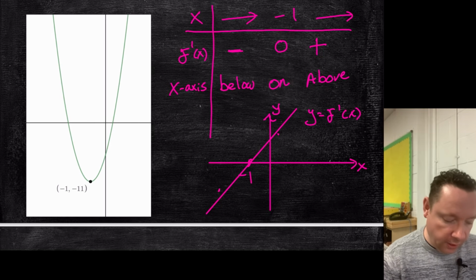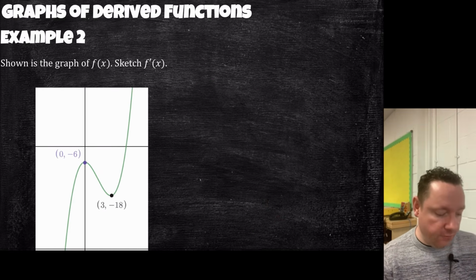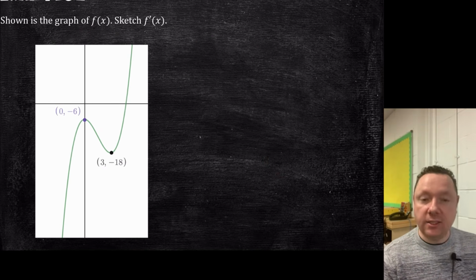Notice on this one, we don't need to do anything with this -11, because we can't say where that is on here. Graphs of derived functions, example 2. Shown is a graph of f of x, sketch f dash x.